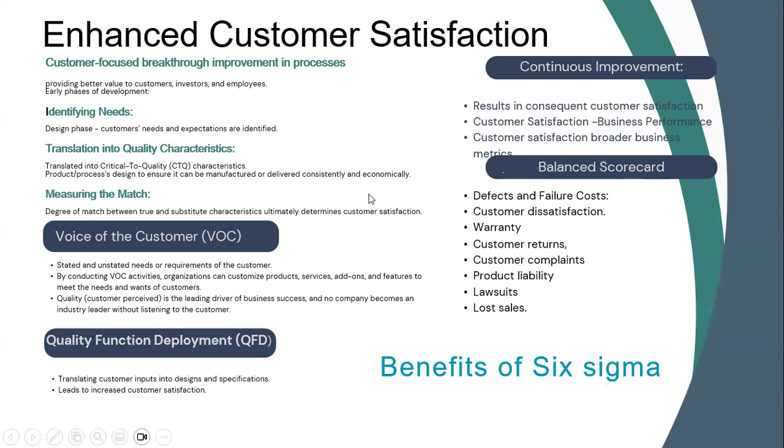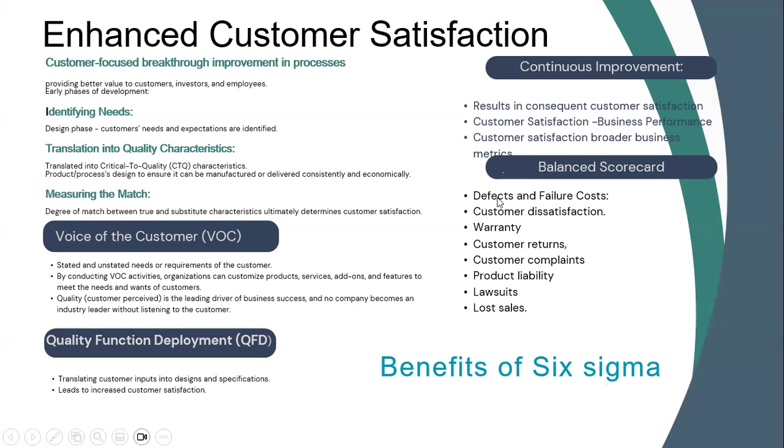See here, defects and failure costs. This talks about what all your expenses are on it. Customer dissatisfaction: you track your customer escalations as of today and how those escalations are getting reduced by introducing this Lean Six Sigma. In the manufacturing industry or the product side, they will calculate warranty, how many products are returned in the warranty period, customer returns, customer complaints, product liability, lawsuits, loss of sale. These are all the things for a manufacturing side.